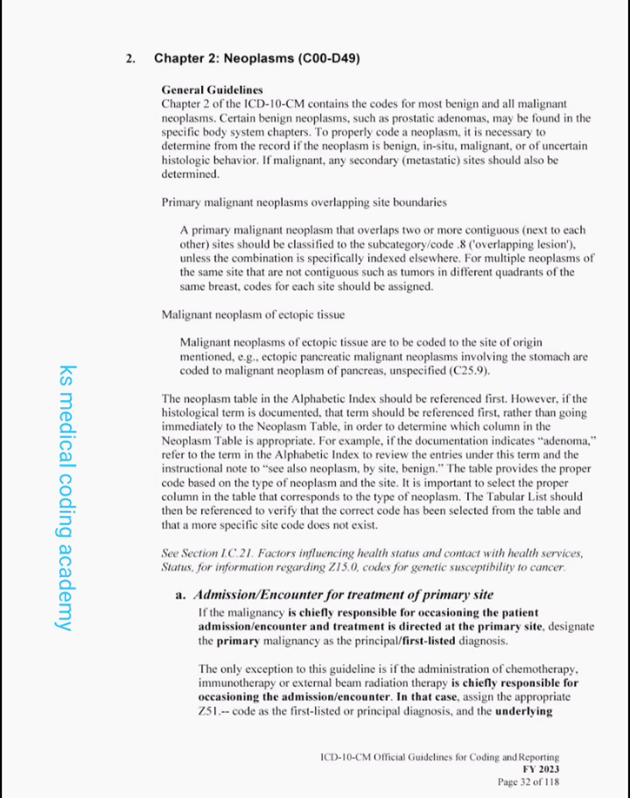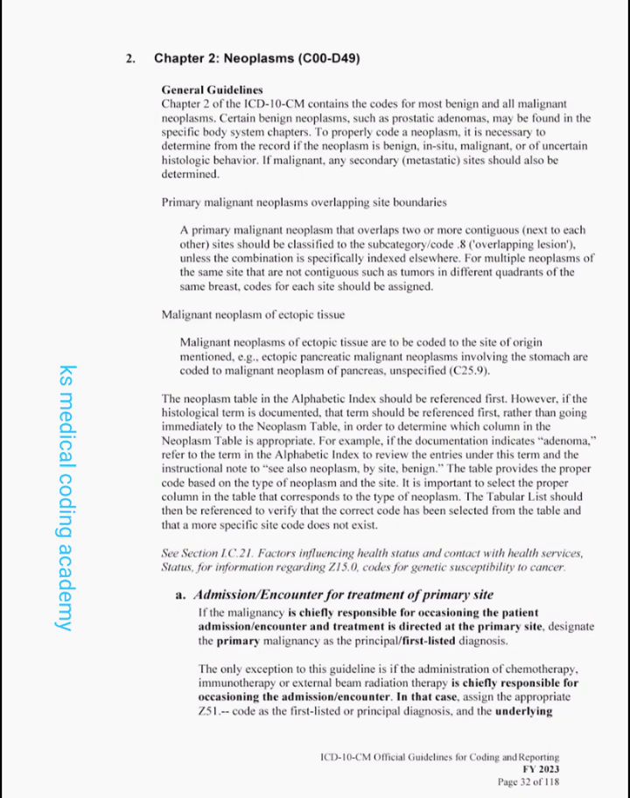The table provides the proper code based on the type of neoplasm and the site. It is important to select the proper column in the table that corresponds to the type of neoplasm. The tabular list should then be referenced to verify that the correct code has been selected from the table and that a more specific site code does not exist. See section I.C.21, Factors Influencing Health Status and Contact with Health Services, Status, for information regarding Z15.0, Codes for Genetic Susceptibility to Cancer. A. Admission, encounter for treatment of primary site.